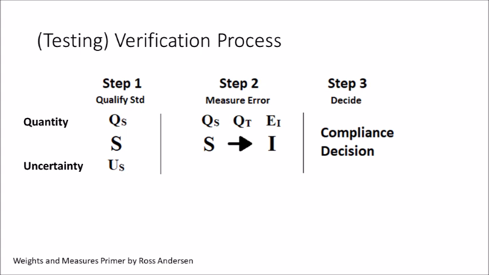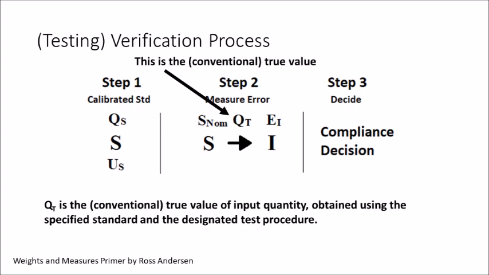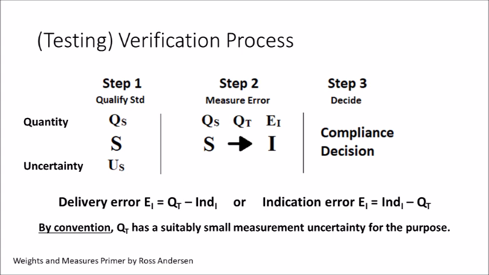What's interesting is the Q sub T, the true value. Q sub T is the conventional true value of the input quantity obtained using the specified standard and the designated test procedure. The Q sub T forms a triad with the indication of the instrument. So error is always a function of Q sub T and the indication. For delivery error, it's Q sub T minus the indication. For indication error, it's indication minus Q sub T. And by convention, Q sub T has a suitably small measurement uncertainty for the purpose.